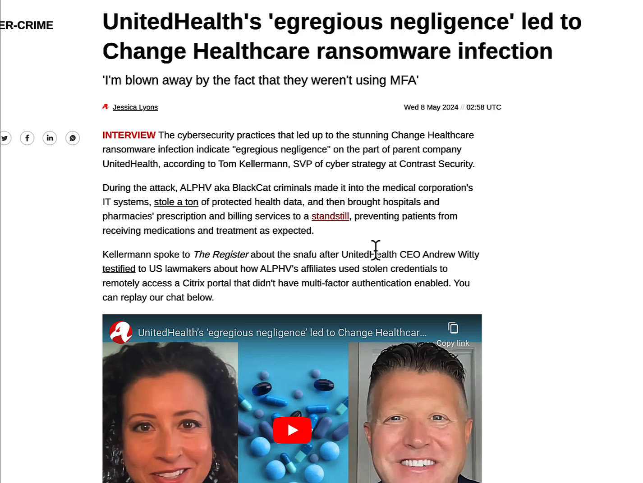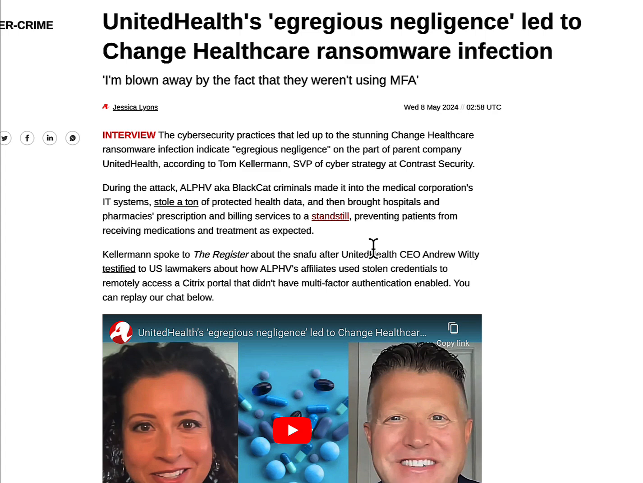But before we get started, one thing that I saw as a news article that came out just recently is around the UnitedHealthcare situation with Change Healthcare, where there was a ransomware attack. If this is true, it's actually quite scary. Honestly, they got hacked because they did not enable multi-factor authentication, supposedly. This came from an article in The Register, which says UnitedHealthcare's egregious negligence led to Change Healthcare's ransomware infection. They talk about how they did not have multi-factor enabled on their systems.